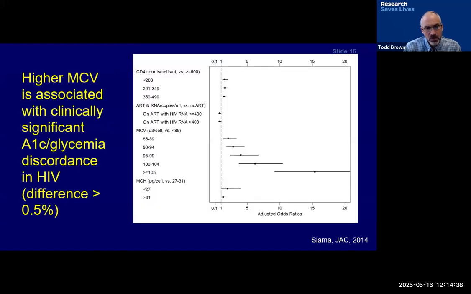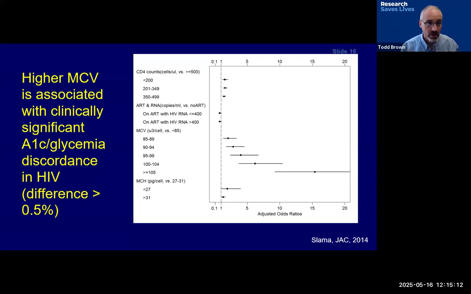And so it really is MCV, mean corpuscular volume. Here's our data from the MAX, and we looked at the risk of having clinically significant discordance, so about a 0.5 A1C point of discordance. You can see MCV at the middle of this forest plot, where for each femtoliter greater than 80, you see a graded increase of discordance, or odds ratio of discordance.